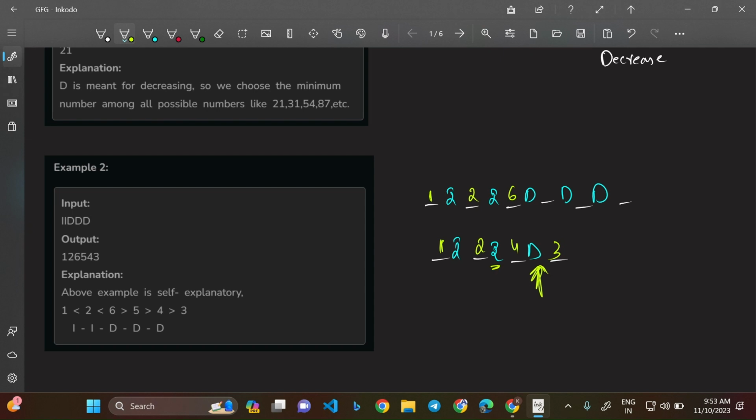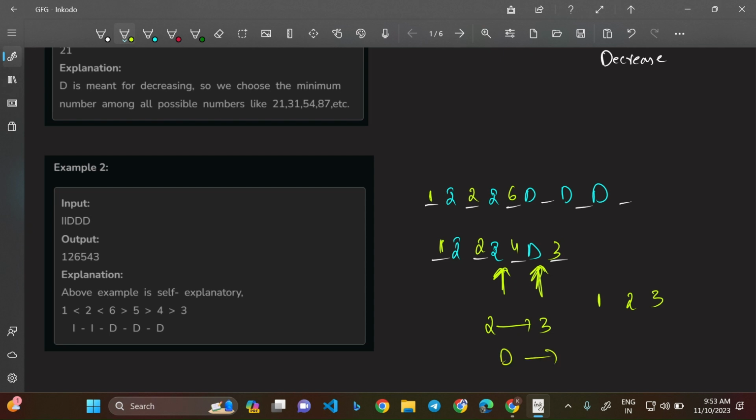Now from increase, whenever I see I, I need to increase the value. So now let us assume I've increased the value from 2 to 3, and I've written the sequence as 1, 2, 3. And now when I find a D, I need to decrease.